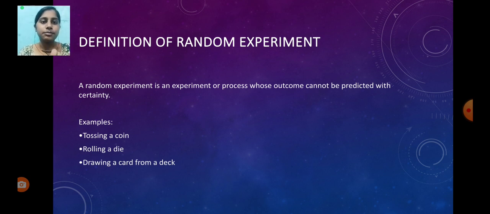Definition of random experiment. So random experiment is nothing but an experiment whose outcome cannot be predicted. Like for example, we can see tossing a coin, rolling a die, drawing a card from a deck of cards. So these are the examples of the random experiment.